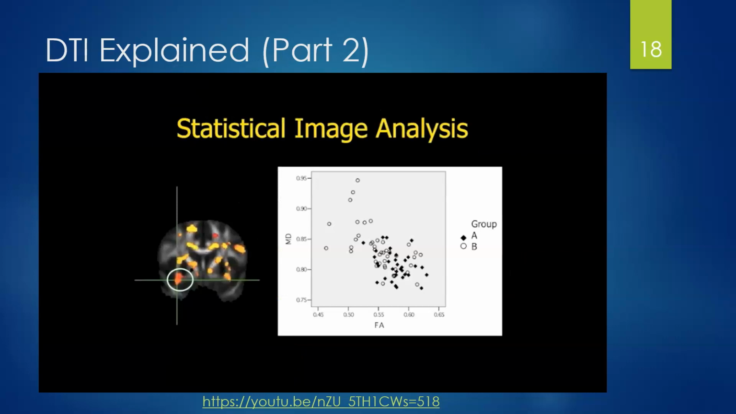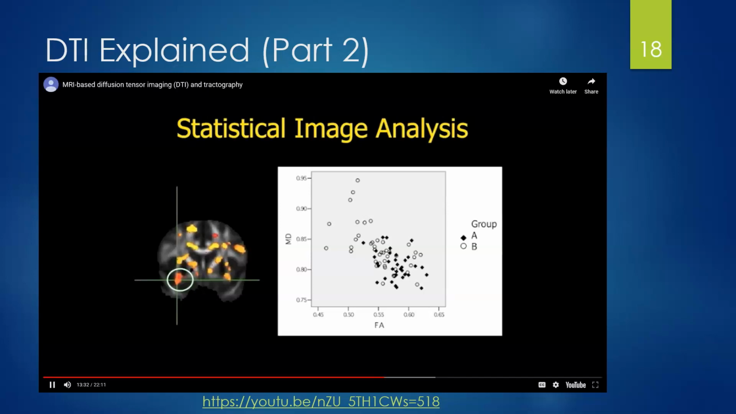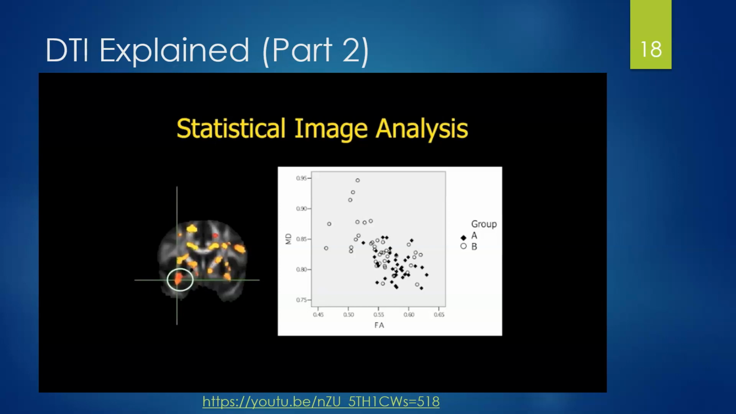We can apply these quantitative diffusion tensor imaging maps to compare microstructure between subjects using statistical image analysis methods. Here is an example of a voxel-based group comparison of fractional anisotropy and mean diffusivity measures between two groups, A and B, that indicate brain areas where these microstructural measures are significantly different between the two groups.